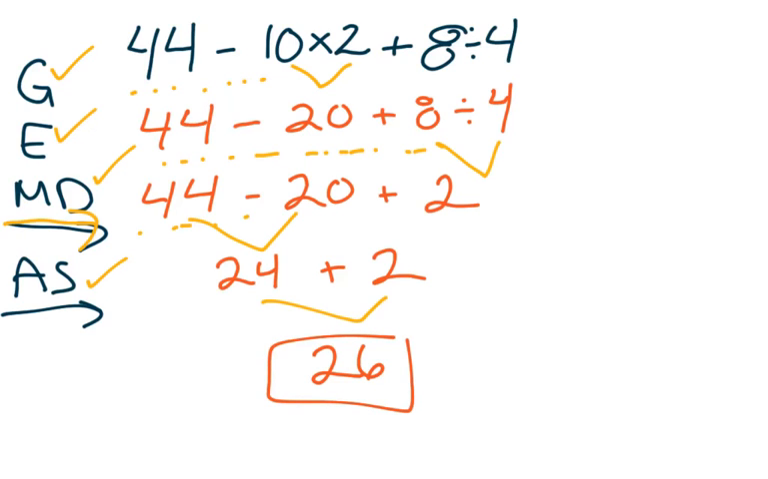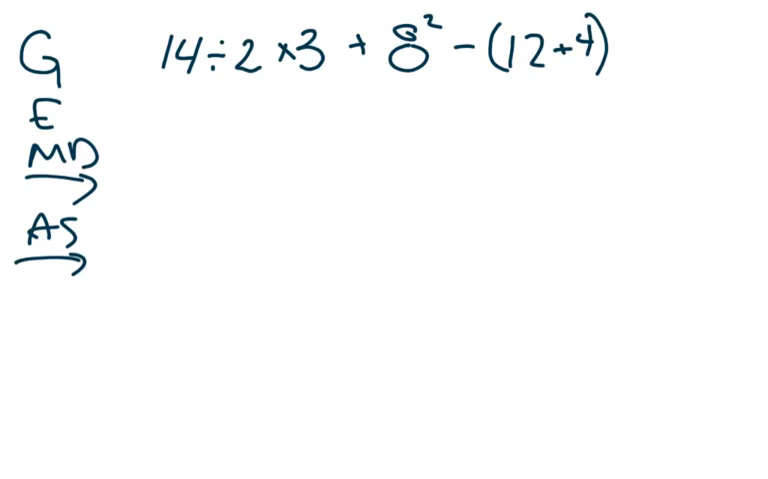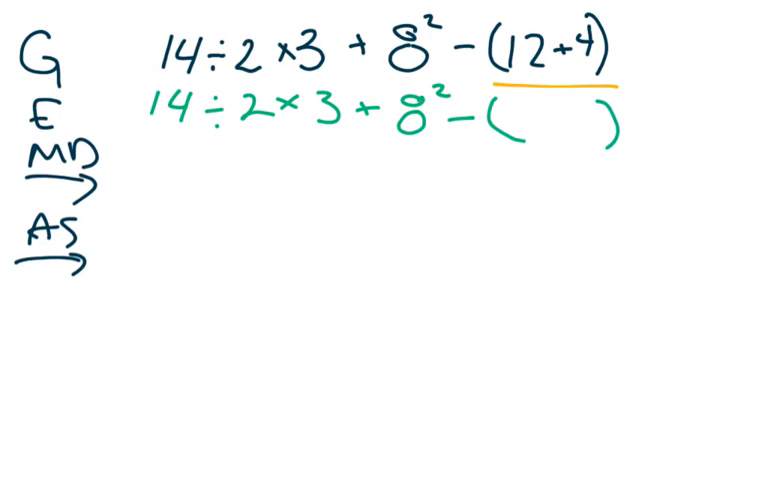Let's try another one. Alright, checking my list. Do I have any grouping symbols? Yes, I do, right here. So that's what's going first. I'm going to rewrite my whole problem. 14 divided by 2 times 3 plus, we say this as 8 to the power of 2 minus, keeping my parentheses, 12 plus 4 is 16.